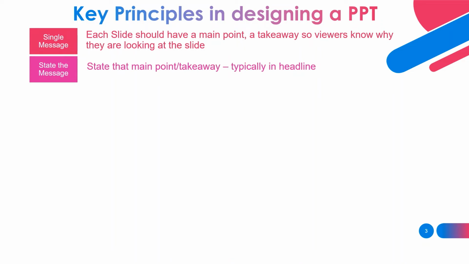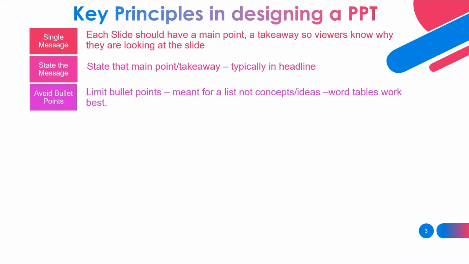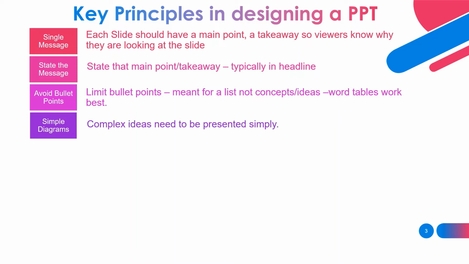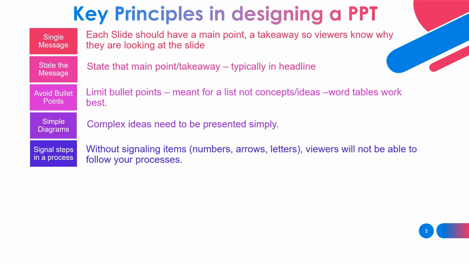You should limit the use of bullet points, as these are meant for a list, not for concepts or ideas. You should use word tables, which work better. Simple diagrams should be used to present complex ideas. And without signaling items using numbers, arrows, or letters, viewers will not be able to follow your processes.